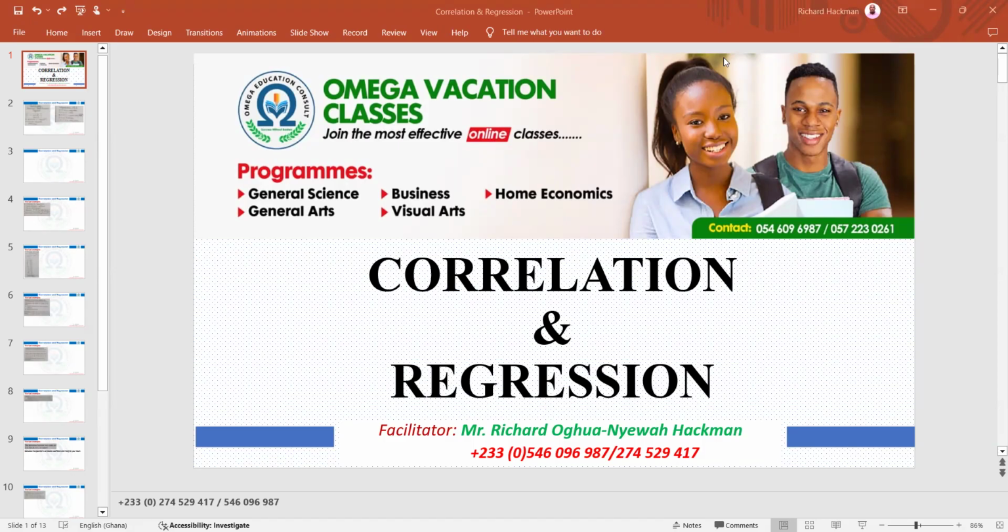And today's lesson, as you can see on your screen, we are going to look at correlation and regression. But we won't look at it in entirety. We'll be looking at one aspect of correlation and regression, which will be finding the correlation coefficient, the rank correlation coefficient to be specific, and using that to interpret your result.